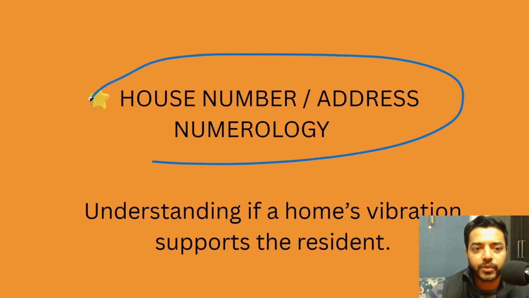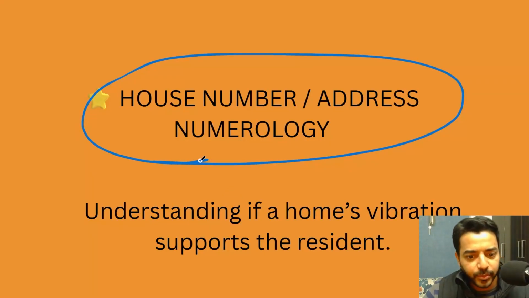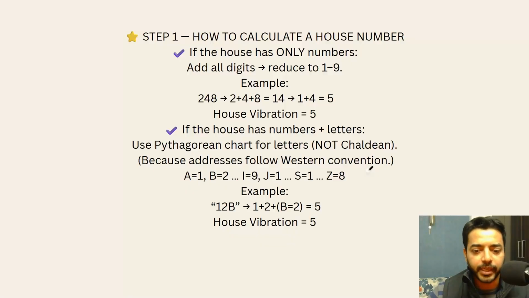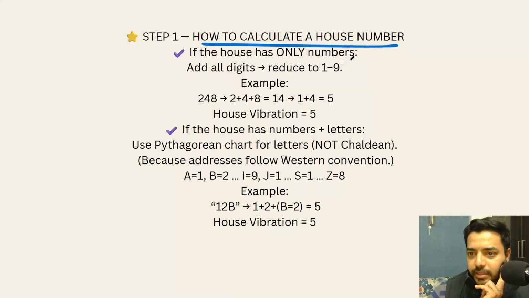Same thing, now we will do house number address numerology. House numbers can have, let's say, characters and numbers, right? So it's the exact same thing. You're just going to add the numbers up and again look at compatibility, right? How to calculate house number? If the house only has numbers, then you add all the digits. If it's 248, you have 8 plus 4, 12, 12 plus 2 is 14, 1 plus 4 is 5. So you have 5 as a number.